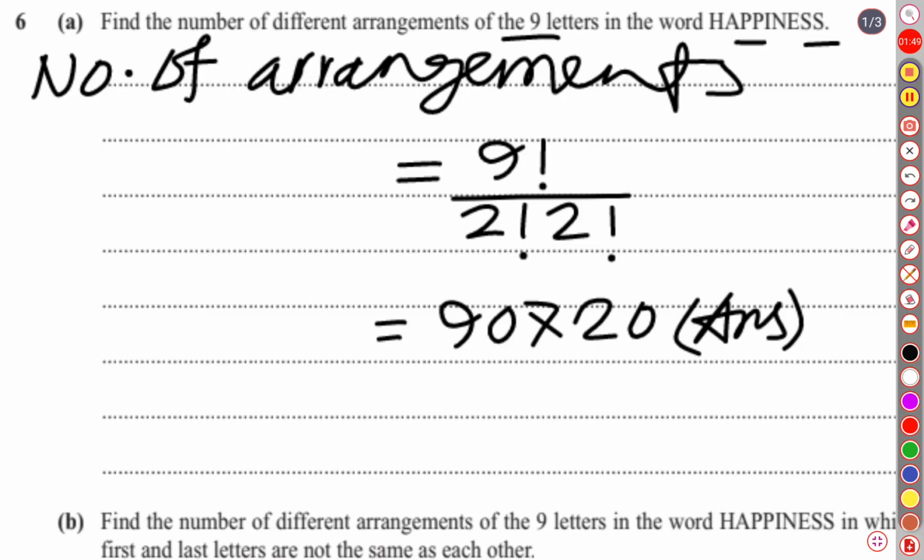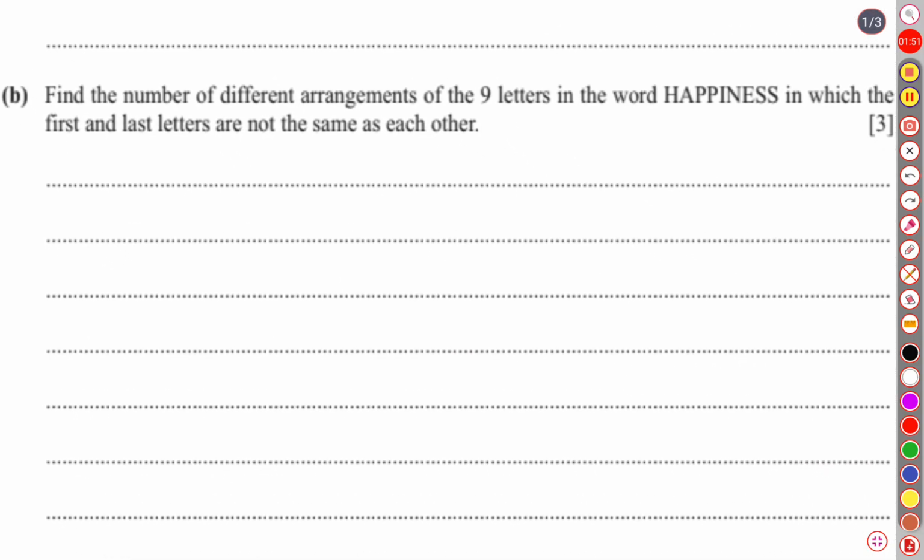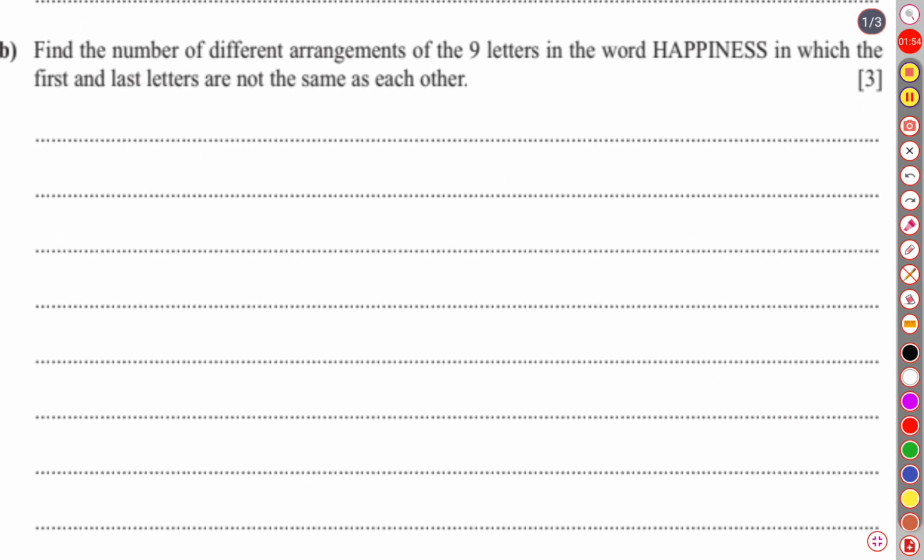Well, then the immediate next question says: find the number of arrangements of the 9 letters in the word happiness in which the first and the last letters are not the same as each other. So here there are 2 possible cases. Let us write down the possible cases. They have told that the first and last letter should not be the same letter, and we are changing the concept. We will find the number of arrangements when the first and last letters are the same.